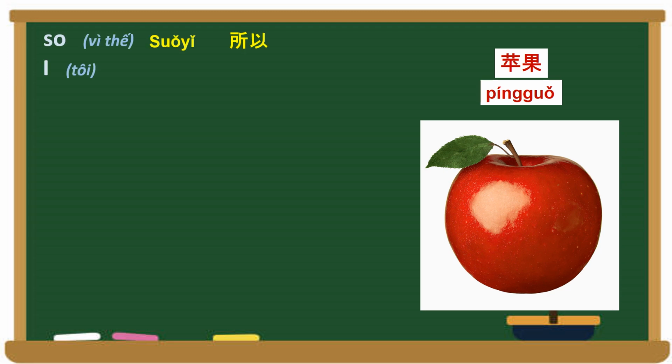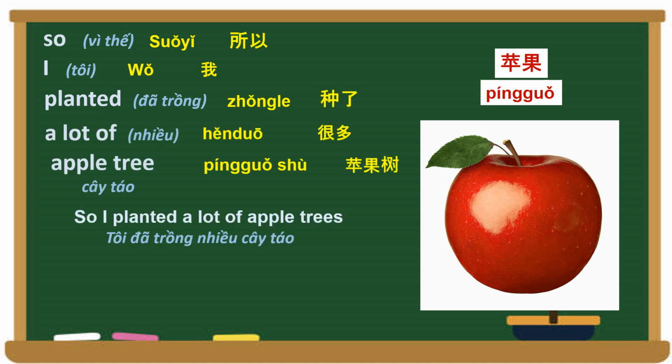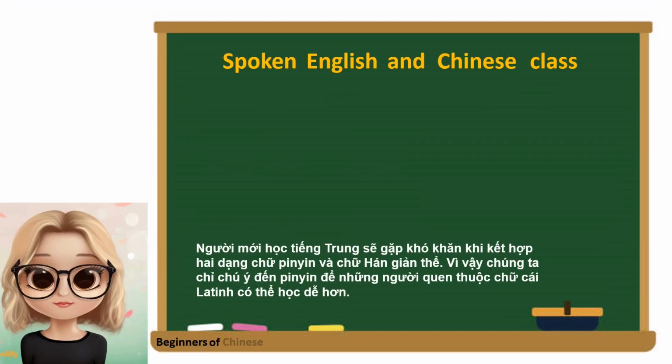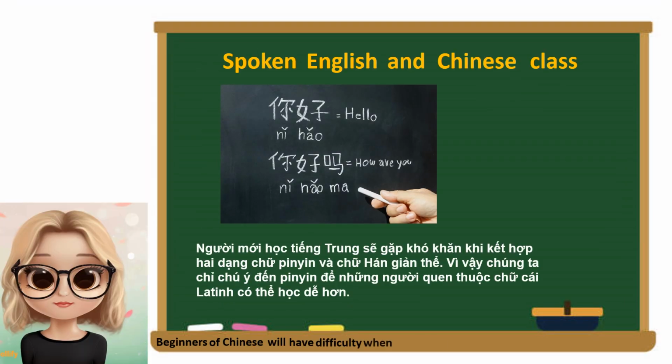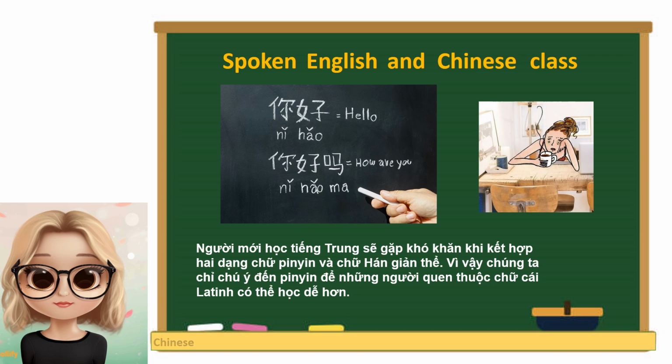So is 所以, I is 我, planting is 种了, a lot of is 很多, apple tree is 苹果树. So I planted a lot of apple trees. 所以我种了很多苹果树. Beginners of Chinese will have difficulty when combining the two forms of pinyin and simplified Chinese characters.